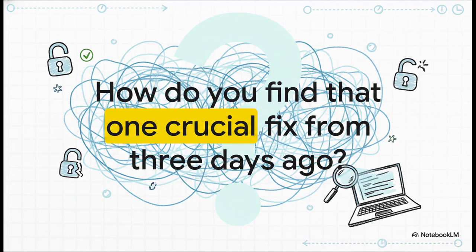So this is really the core question we're tackling. You remember it, right? You were solving some tricky bug, maybe an authentication flow. You know Claude helped you figure it out, but where is it? It's buried somewhere in the past. How do you get that context back without having to start all over again from scratch?